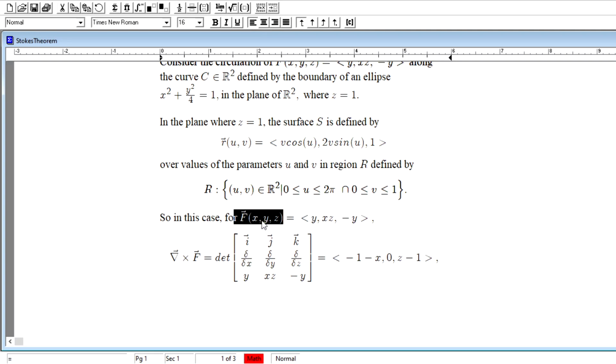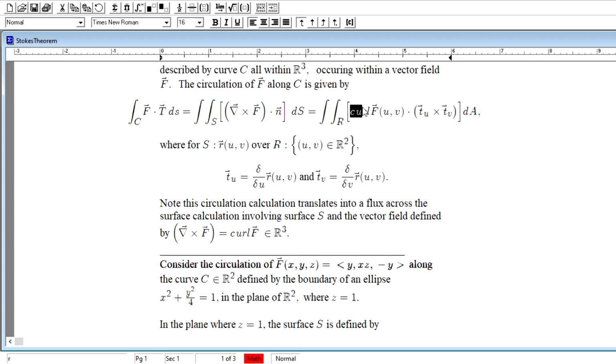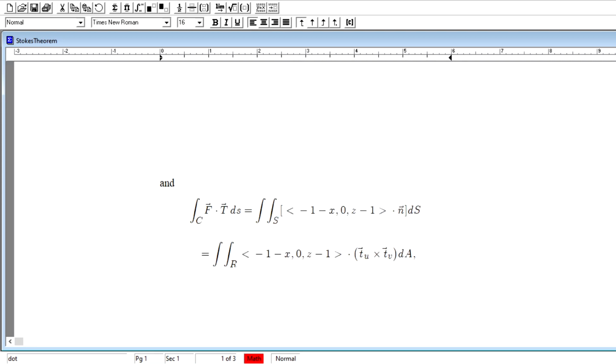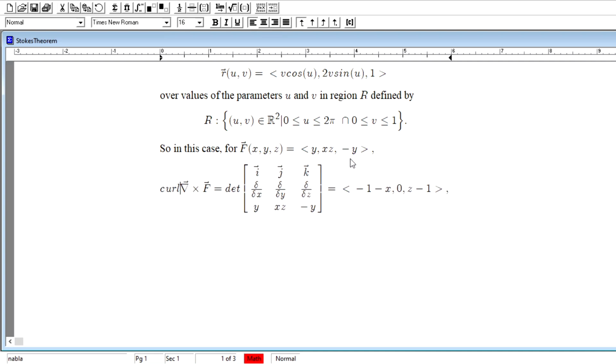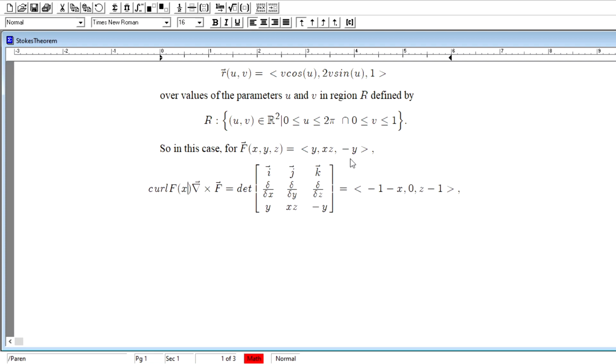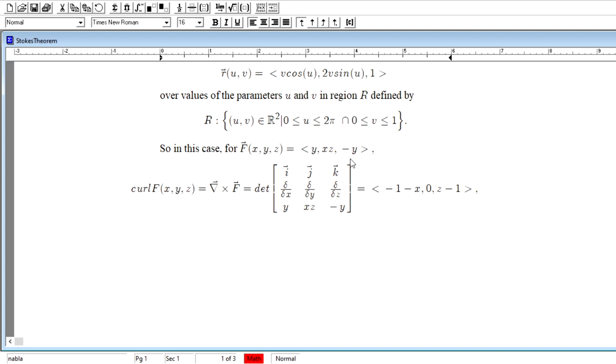In the case of our vector field F bar equal to this field ⟨y, x, −y⟩, what we are going to need in our calculation, as we have highlighted here, is the curl of F bar in terms of u and v. What we're going to form first of all is the curl of F bar in terms of x, y, and z.